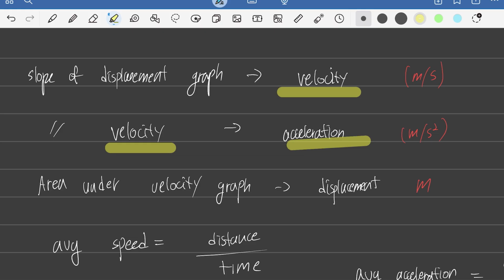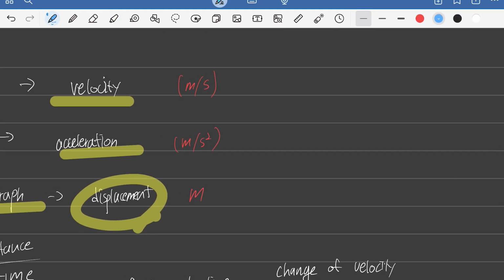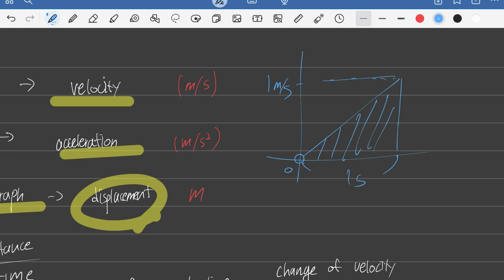And the area under the velocity graph will tell you the displacement. For example, if there's a graph like this and the velocity increases from 0 to 1 meter per second, over 1 second, this part would be the displacement.